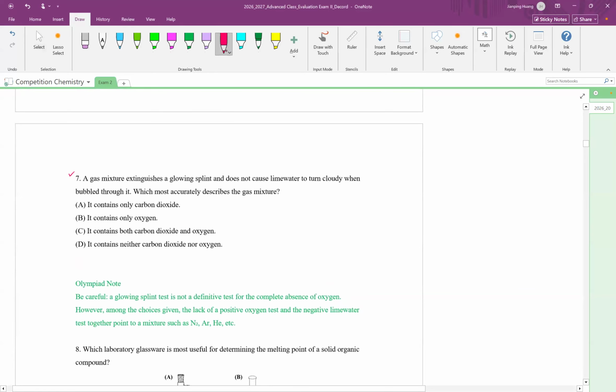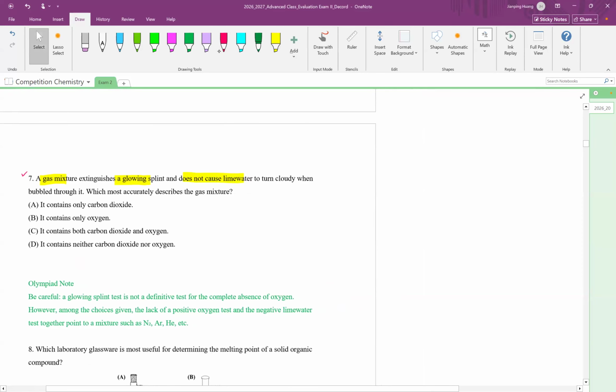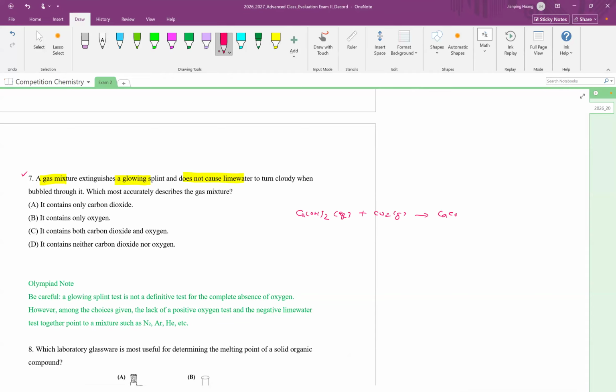Look at this relation. That is just common sense. They said the gas mixture extinguishes fire, but does not make the lemon water cloudy. What does this mean? Which means that the reaction is this one. See, it's lemon water. That's lime water. Solubility not great. When you bubble carbon dioxide, we get something like milk, okay? Now get water.